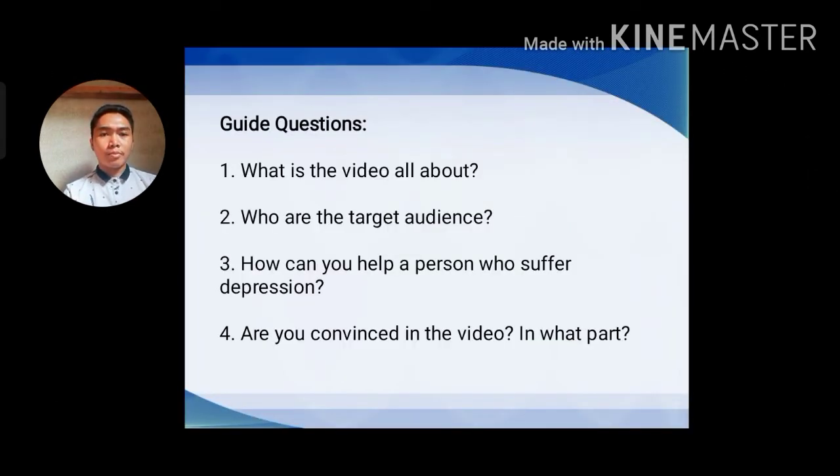A while ago, I presented the guide questions, and now we will answer them by group. So question number 1 will be answered by group 1, question number 2 by group 2, question number 3 by group 3, and question number 4 by group 4. So you may choose one representative per group to explain your answer. Now let's start with group 1. Your question is, what is the video all about?